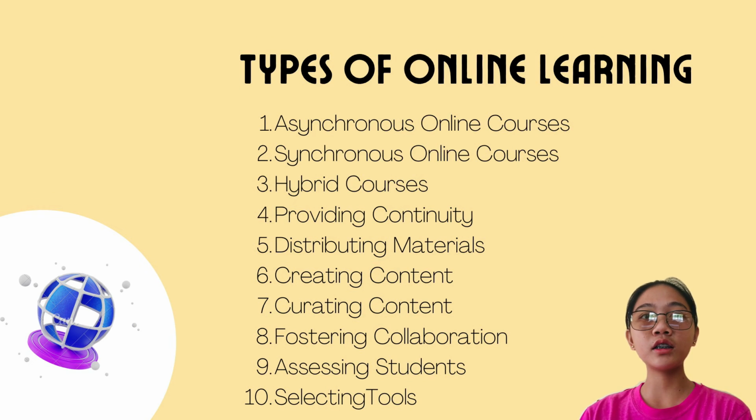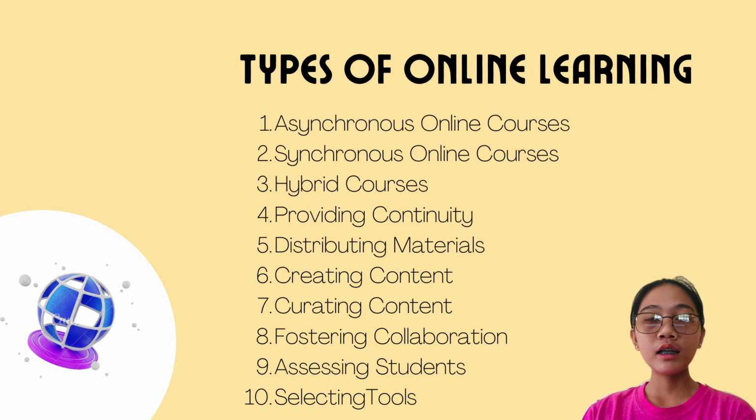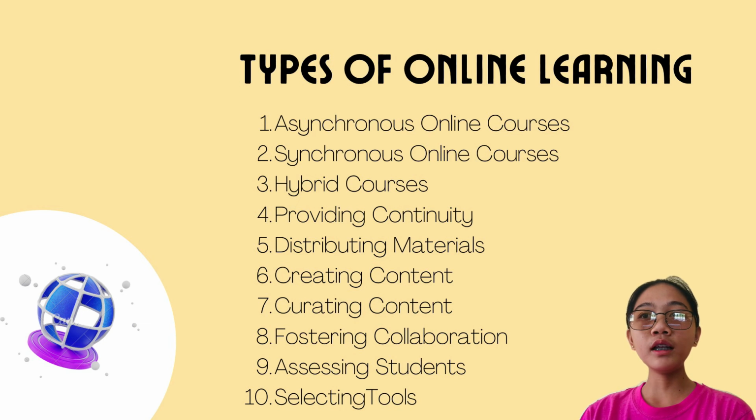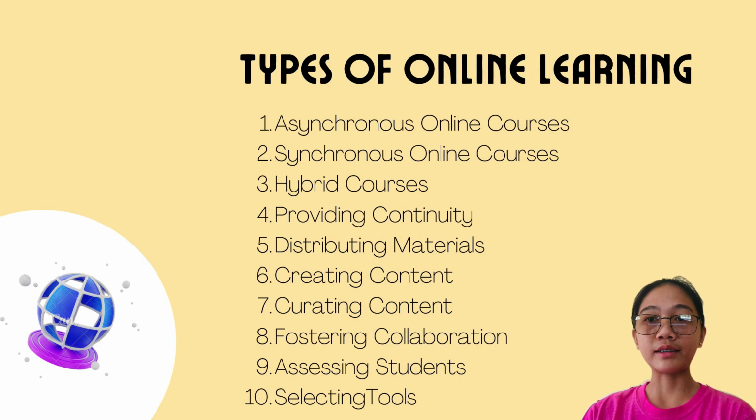Second is synchronous online course. This type of course offering requires the instructor and all enrolled students to interact online simultaneously, just like what we are doing at this moment. Similar in some ways to a webinar, participants interact through text, video, or audio chat. Synchronous learning environments enable students to participate in a course from a distance in real time.